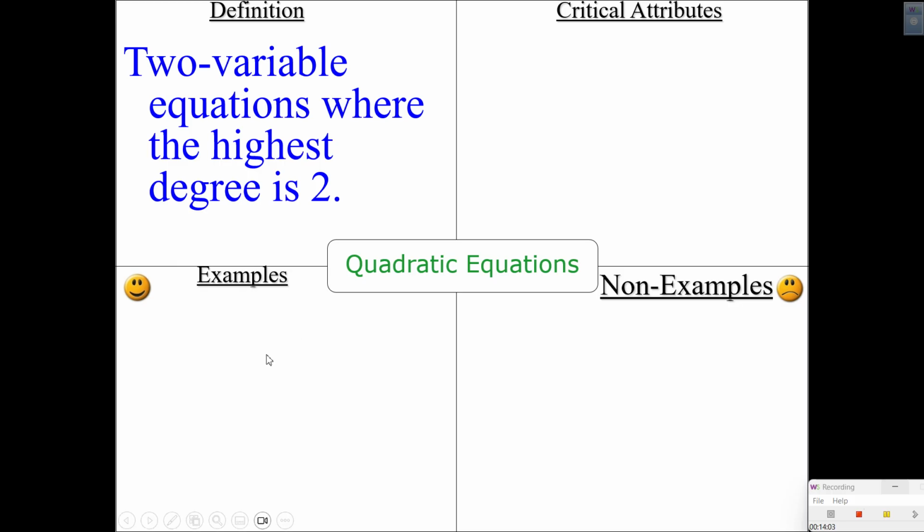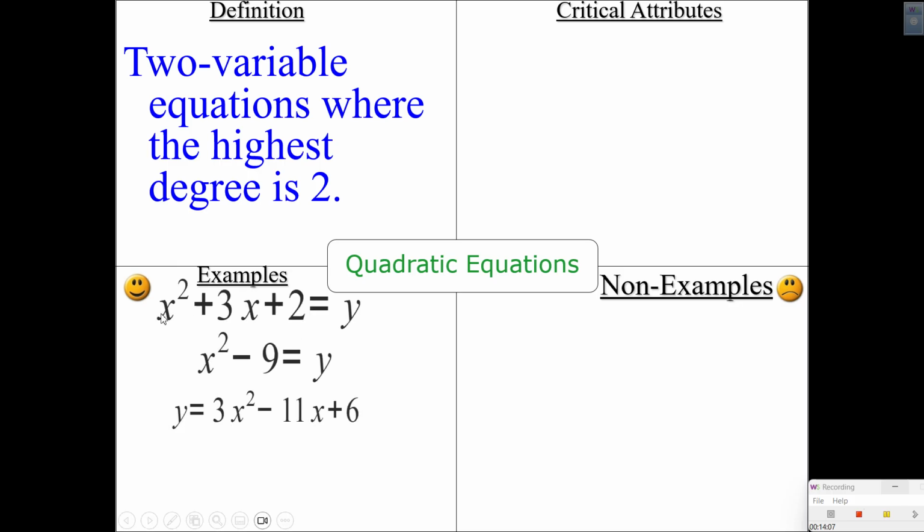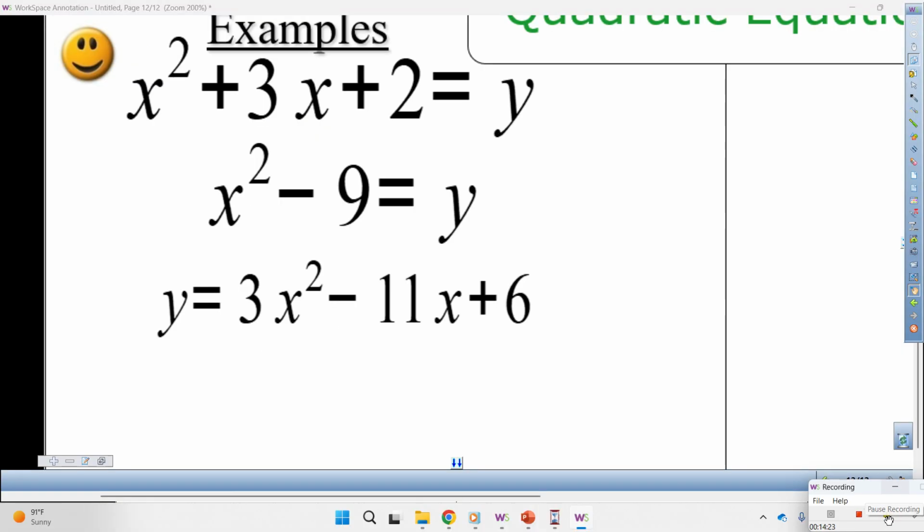What do they look like? Copy this. Examples. X squared plus 3x plus 2 equals y. X squared minus 9 equals y. Y equals 3x squared minus 11x plus 6. Copy those.